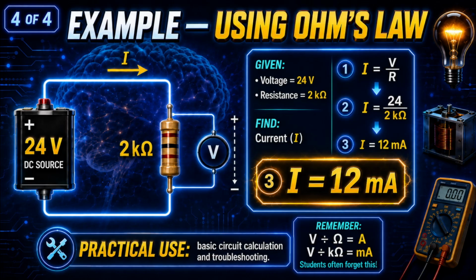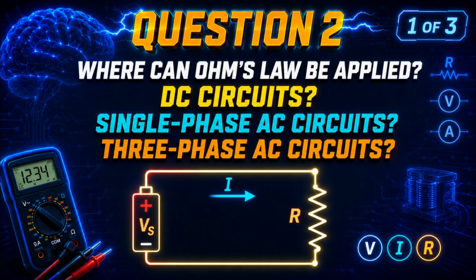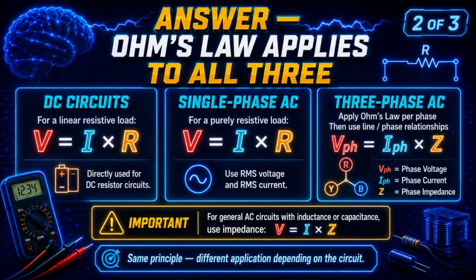Now let's move to question number 2. Where can Ohm's law be applied? Can we use it in DC circuits, single-phase AC circuits, and three-phase AC circuits? The answer is all three. Ohm's law can be used in DC, single-phase AC, and three-phase AC circuits. For DC and purely resistive AC loads, we use V equals I times R. For general AC circuits, impedance becomes important, so we use V equals I times Z.